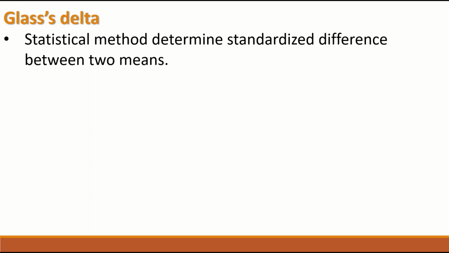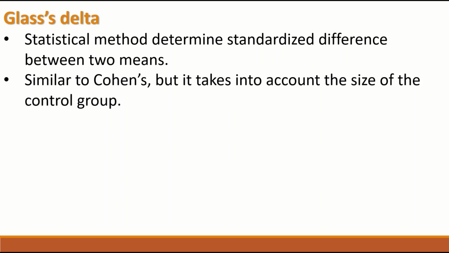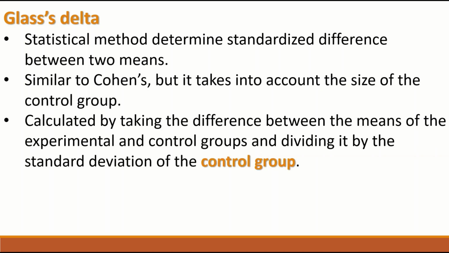Now, we have discussed and described the effect size for Hedges' g and Cohen's d, and the third one, which is an effect size that can be used when the data are continuous, is called Glass's delta. It is a statistical method that determines a standardized difference between two group means. It is similar to Hedges' g and Cohen's d, but it takes into account the size of the control group. So it is calculated by taking, again as in Cohen's d and Hedges' g, the difference between the means of the experimental and the control group, and dividing that by the standard deviation of only the control group.